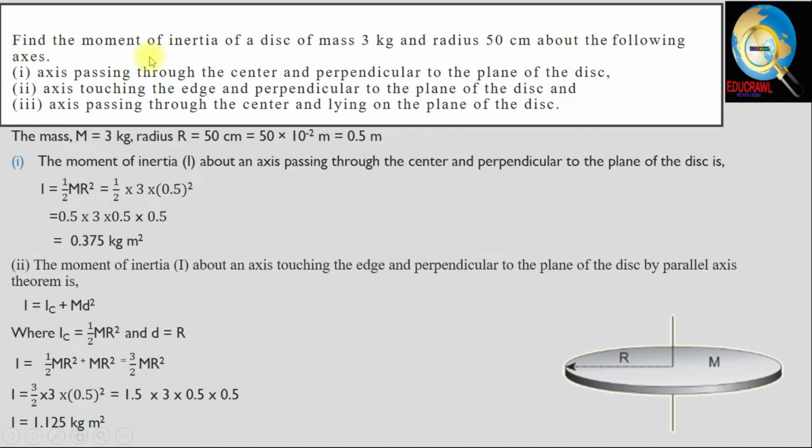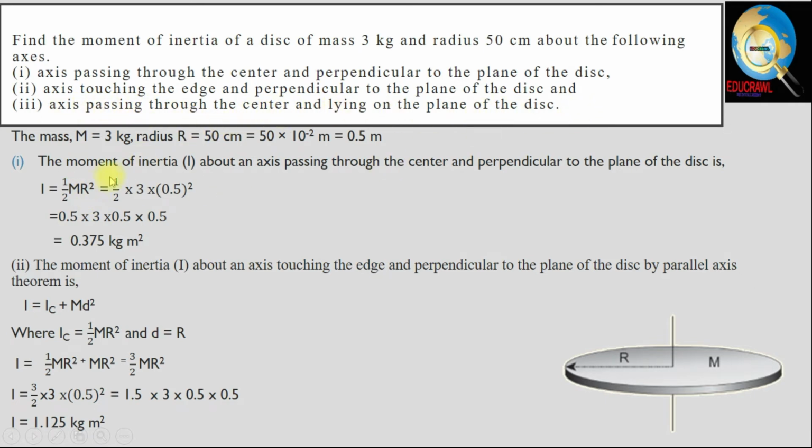Next problem. Find the moment of inertia of a disk of mass 3 kg and radius 50 cm about the following axes. First one, axis passing through the center and perpendicular to the plane of the disk. Second one, axis touching the edge and perpendicular to the plane of the disk. And the third one, axis passing through the center and lying on the plane of the disk.